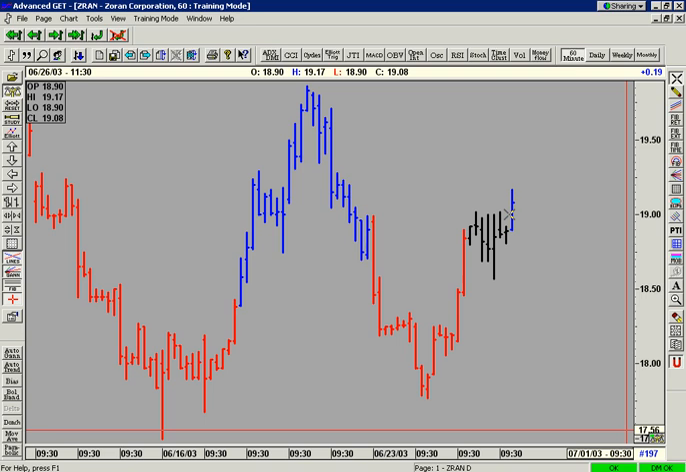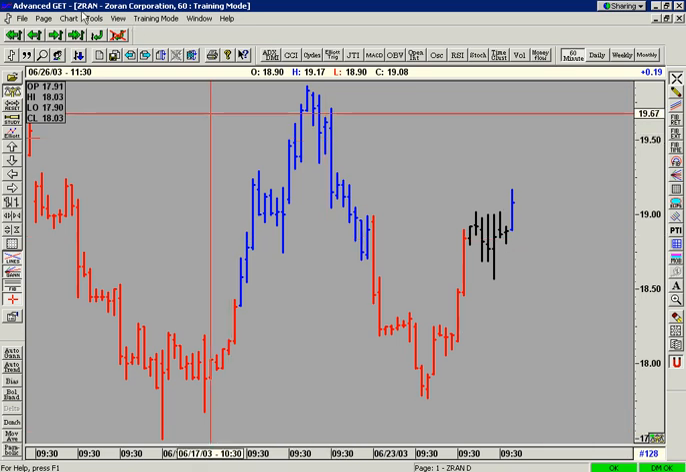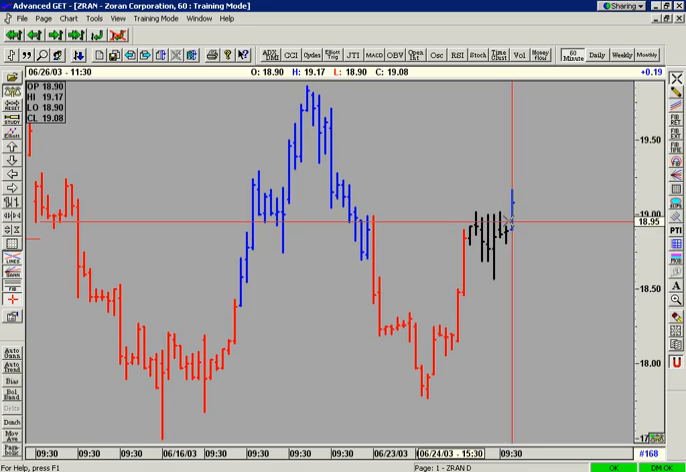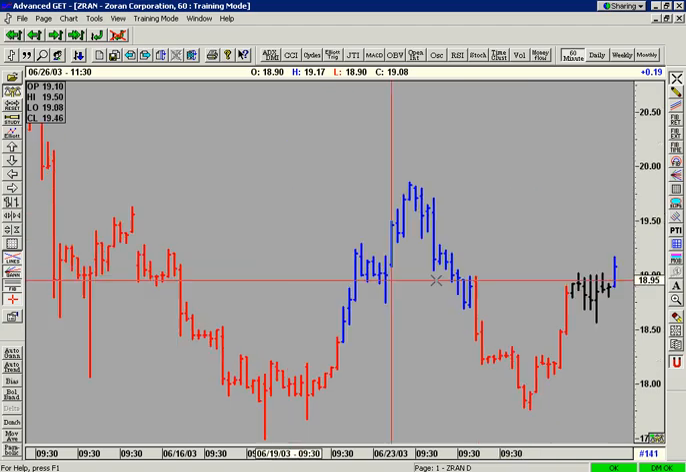Okay, I'm continuing on with the same stock we've been using just to maintain some consistency here. We're using ZRAN, and this is actually a 60-minute chart that I'm looking at now, and I've taken it back into training mode to 11:30 on the 26th of June. That's where we're going to begin.